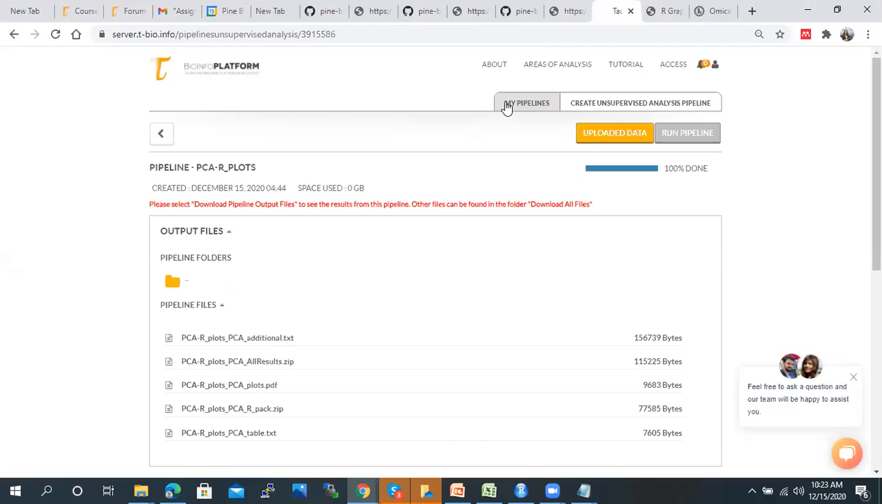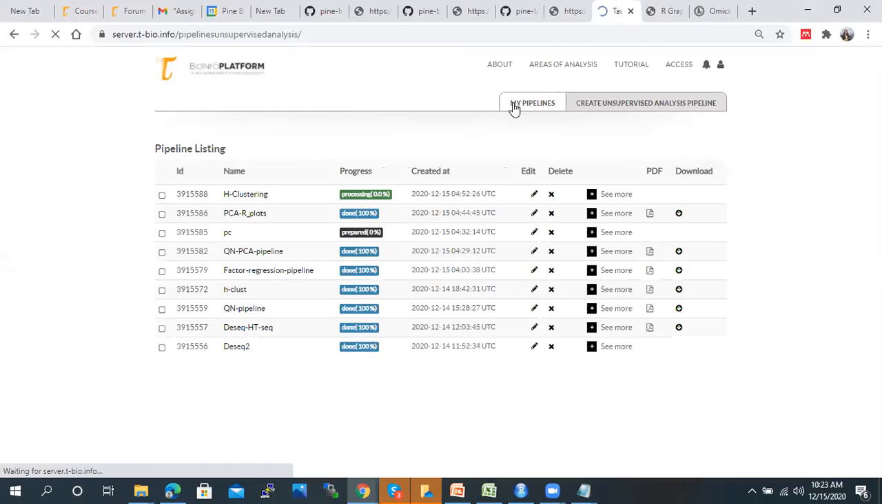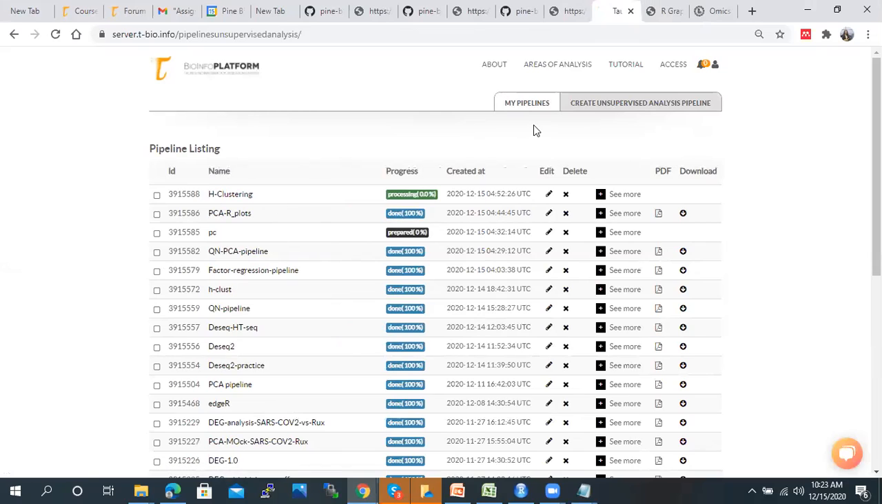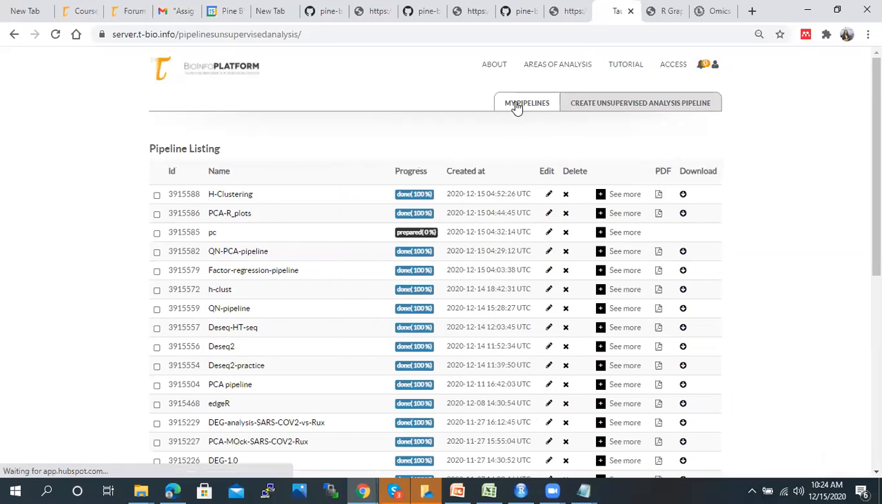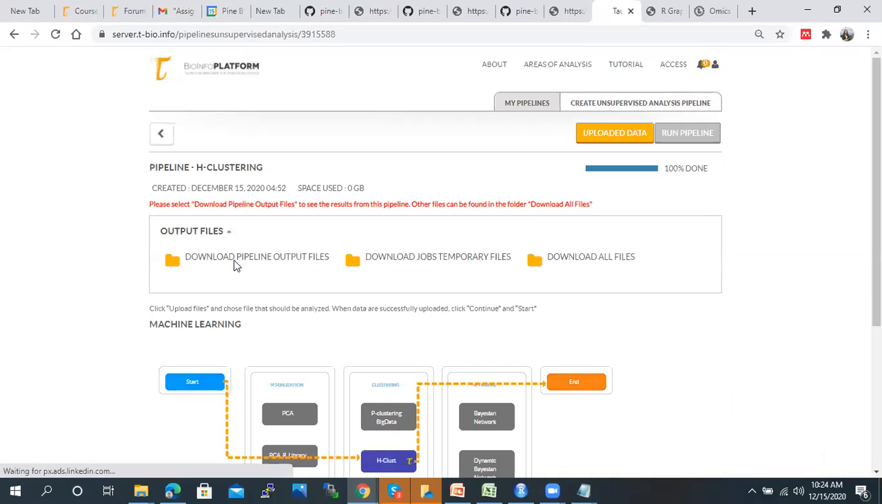So any one of you able to run this hierarchical clustering pipeline? Still processing. Okay. So my pipeline already got completed. So now let's look at the output.